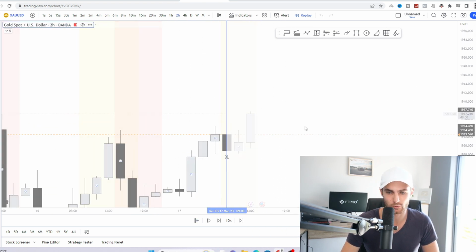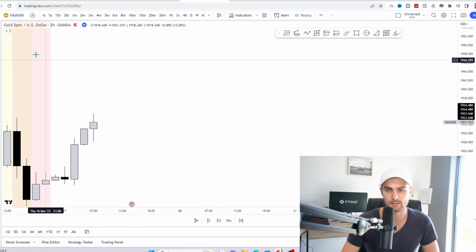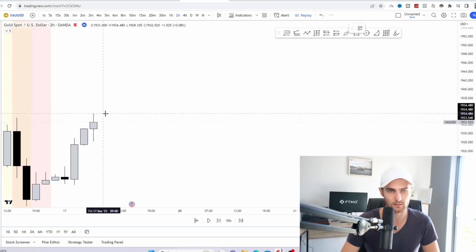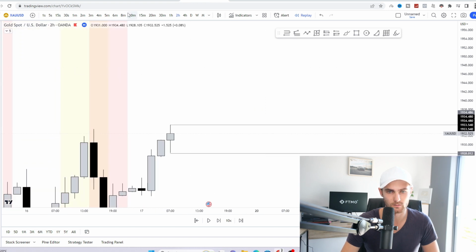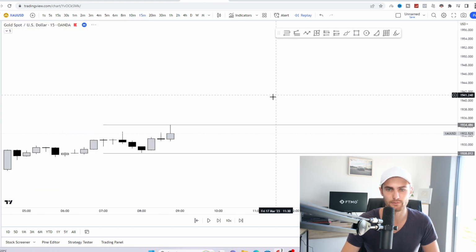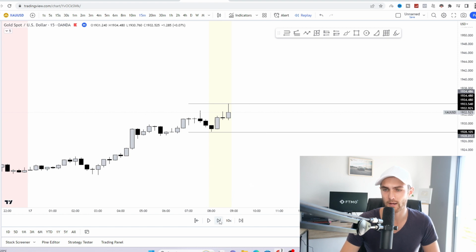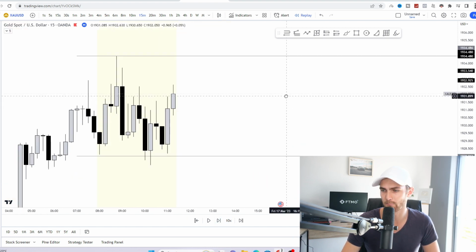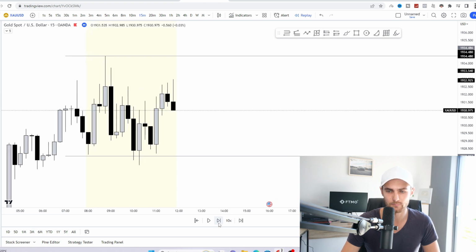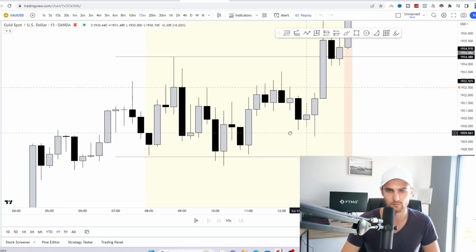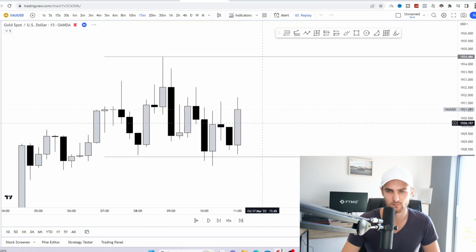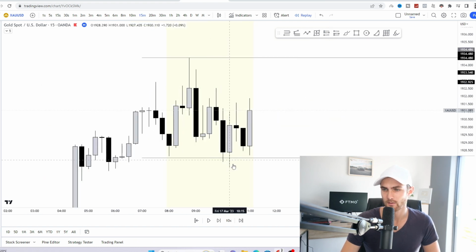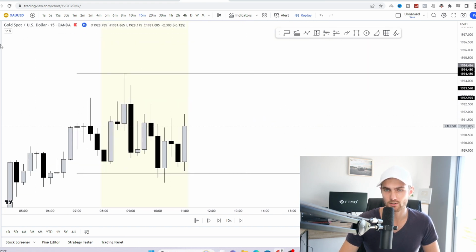So as you can see, what I'll do on the 2-hour time frame is mark out my 2-hour candle just before session start. Come over to the 15 minutes, I will wait for price to move either above or below. Price has now broken below. Price broke structure to the downside.